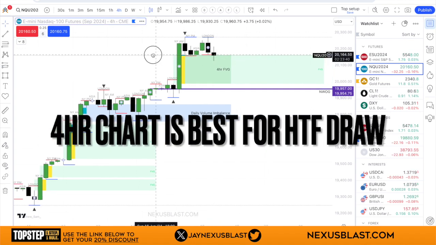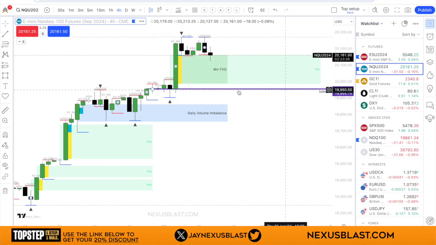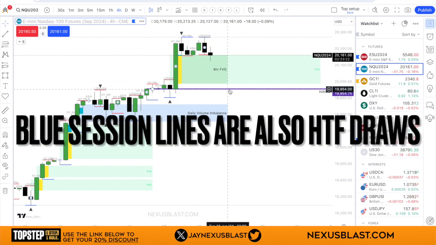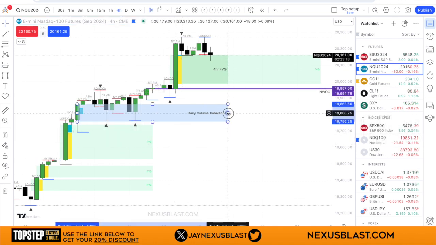So here today we have a 4-hour FVG that is here. We're also at all-time high levels, so these could also act as draws. So swing points, fair value gaps, we have a new week opening gap, which is tiny. It's also a potential draw on some weeks. And we have a daily volume imbalance, which is a very, very strong draw. So when price action comes back into this area here, you can expect the draw to be to the downside into this blue area here.